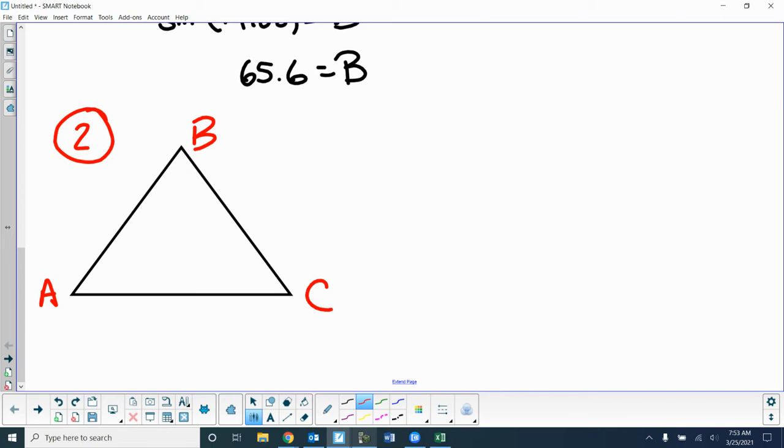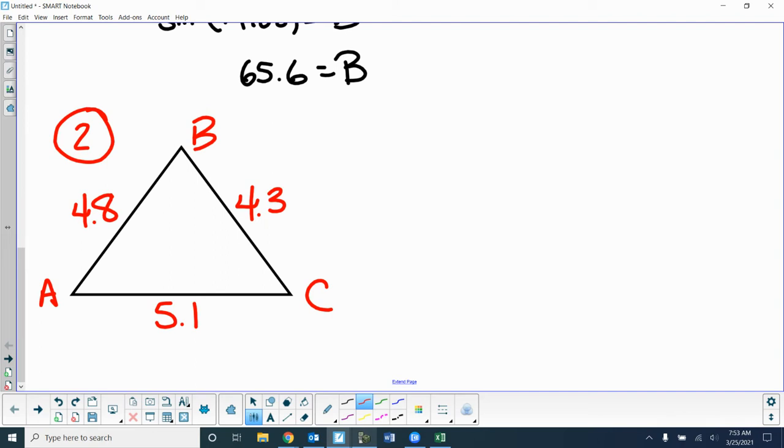All right, so side A is over here, opposite angle A. And side B is down here, opposite angle B. And side C is over here, opposite angle C. Now, in this situation, the side, side, side, which one do I find first? Yeah, the biggest angle. The biggest angle is opposite the biggest side. So angle B is the one I'm going to find.